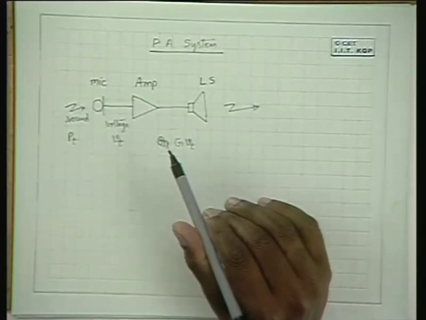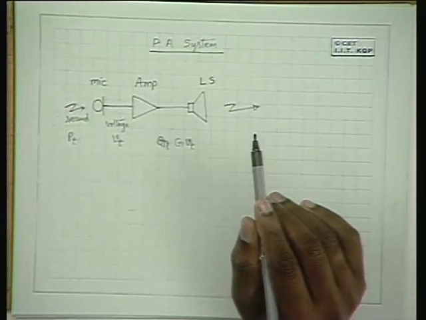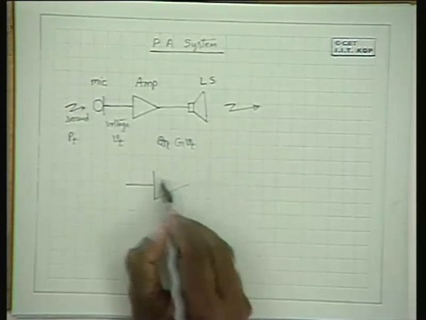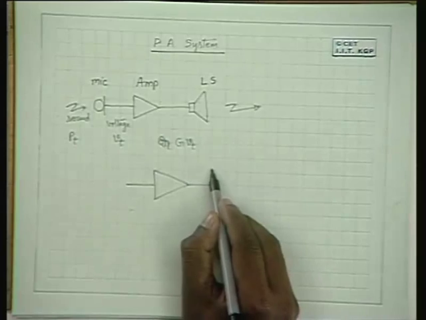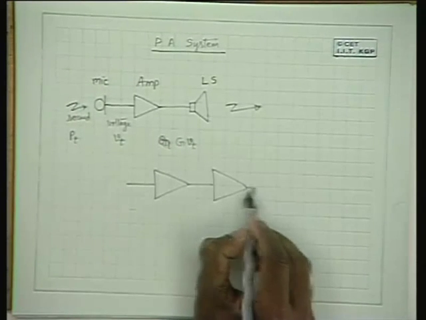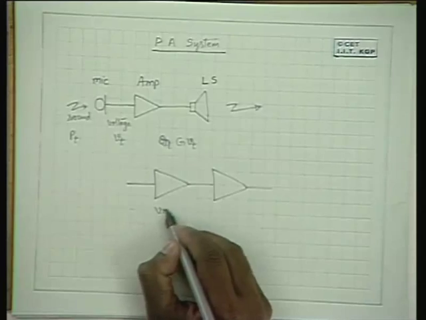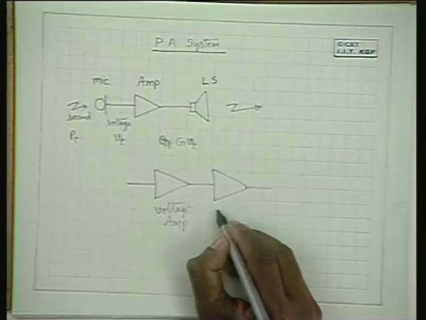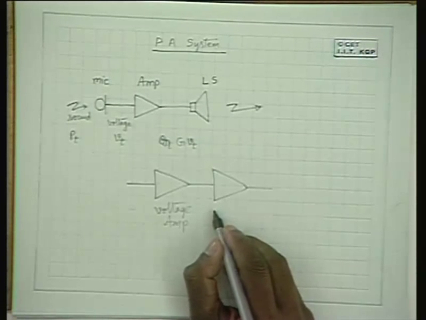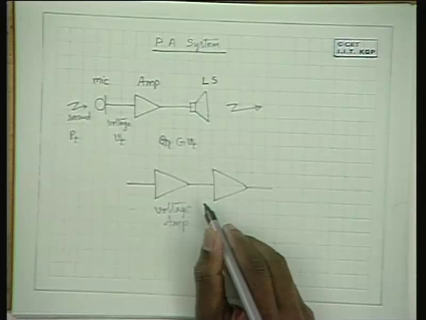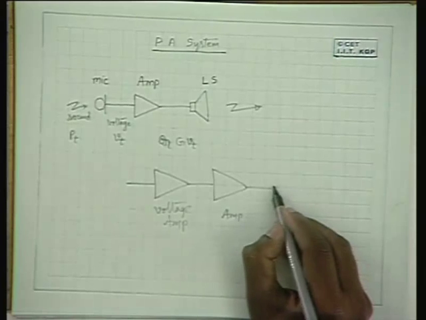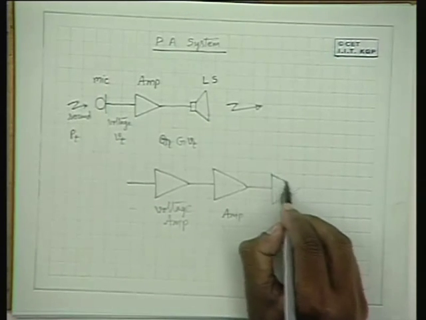Now this amplifier need not be a single amplifier. It may be a chain of amplifiers, like the first one may be a simple voltage amplifier, and the next one may be providing voltage gain as well as current gain. It may act like a voltage amplifier as well as a current amplifier in general, followed by a current amplifier.